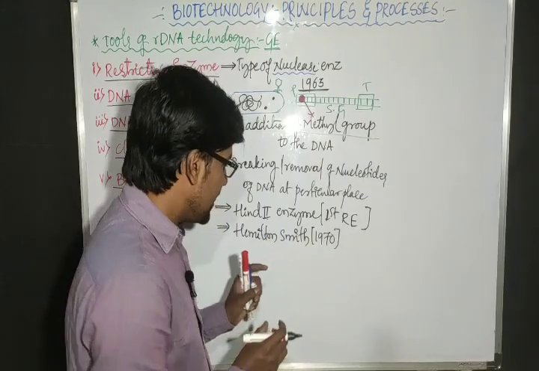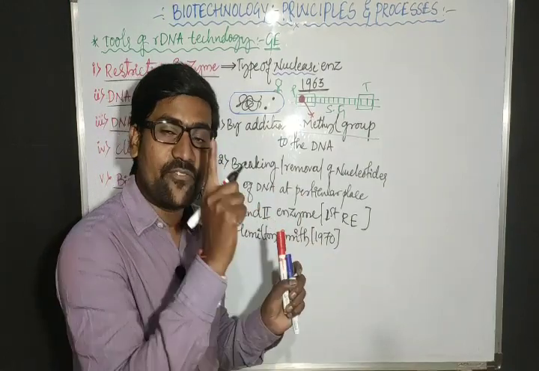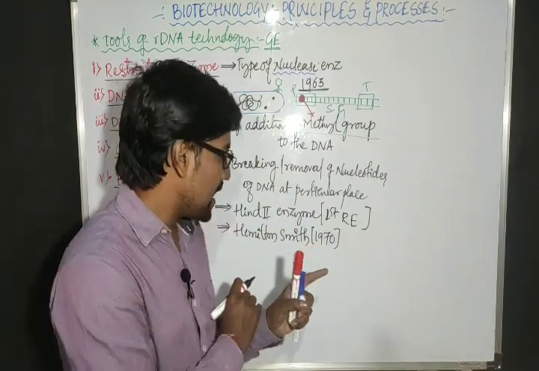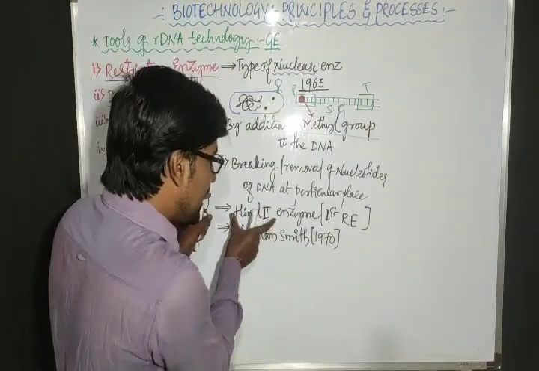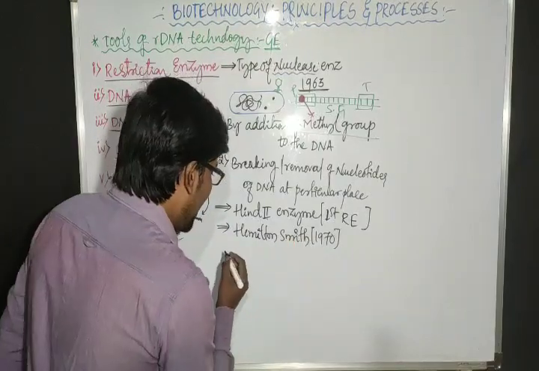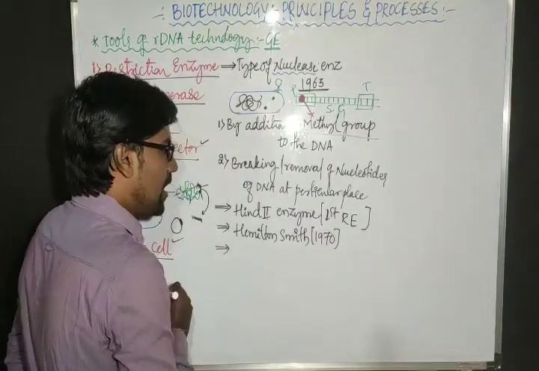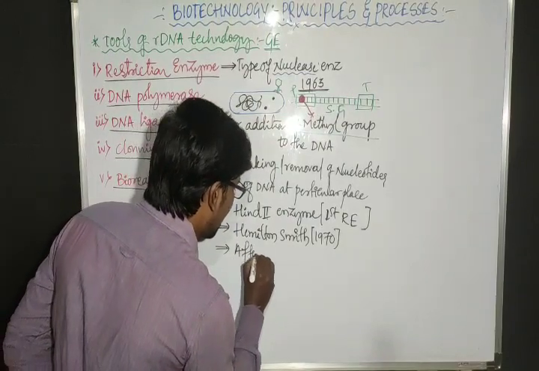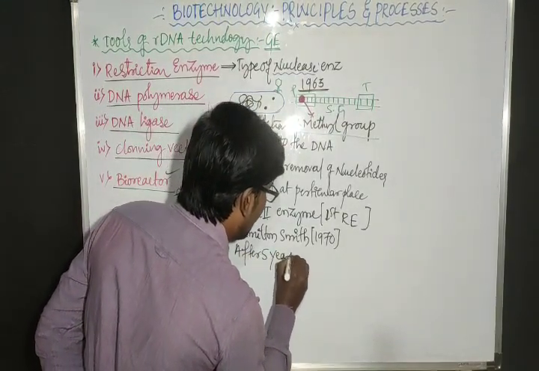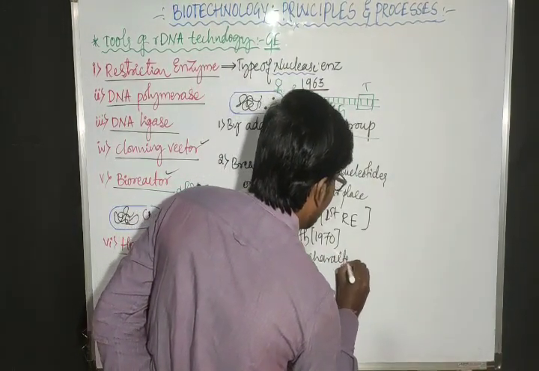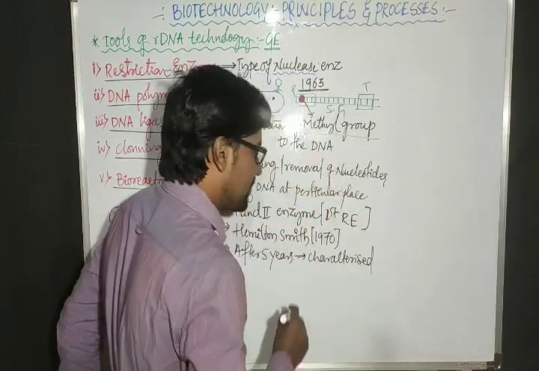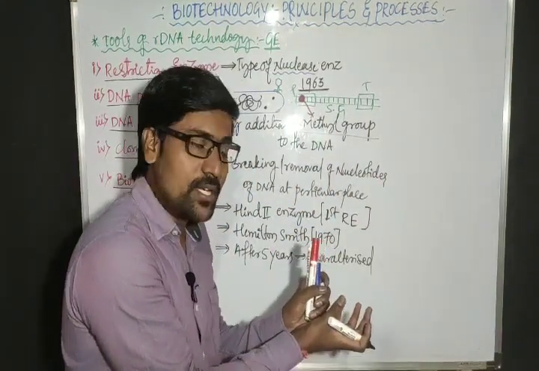In the year 1970. In which year? In 1970, Hamilton Smith observed the first restriction endonuclease enzyme, and the name of that enzyme is HindII, Roman numeral 2. This is the name of the enzyme. And after 5 years, it was characterized. That means this enzyme's characterization was done after 5 years.